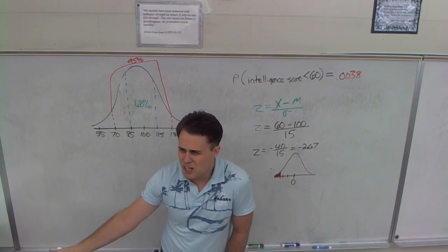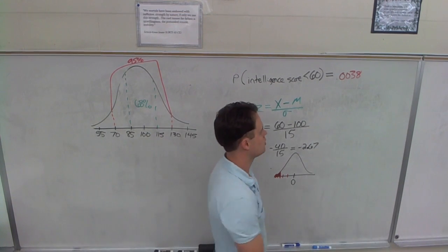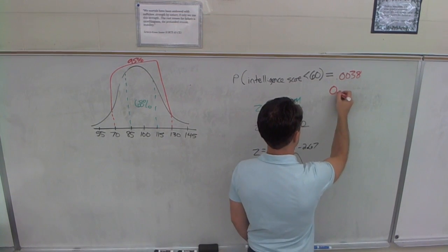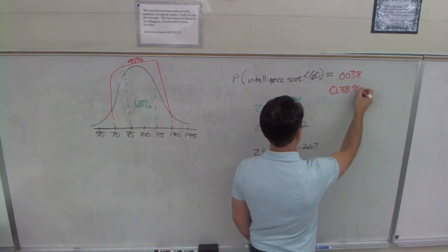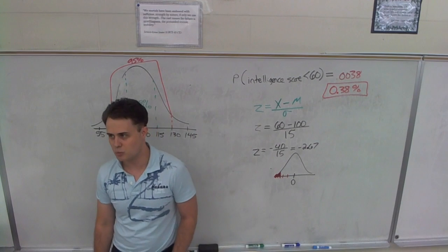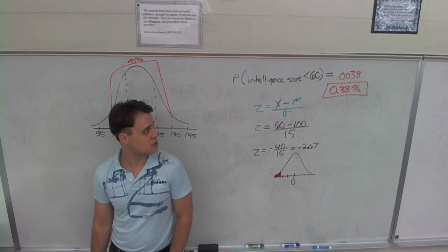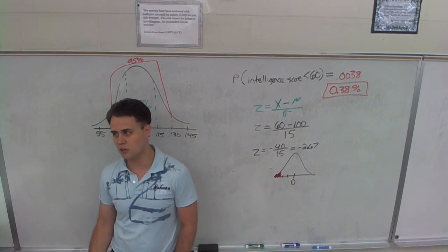But I want a percentage. We don't think in decimals. How much percent is that? 0.38%. That's how you do percentages from decimals, right? So that's the answer. There's a 0.38% chance of getting that kind of score.